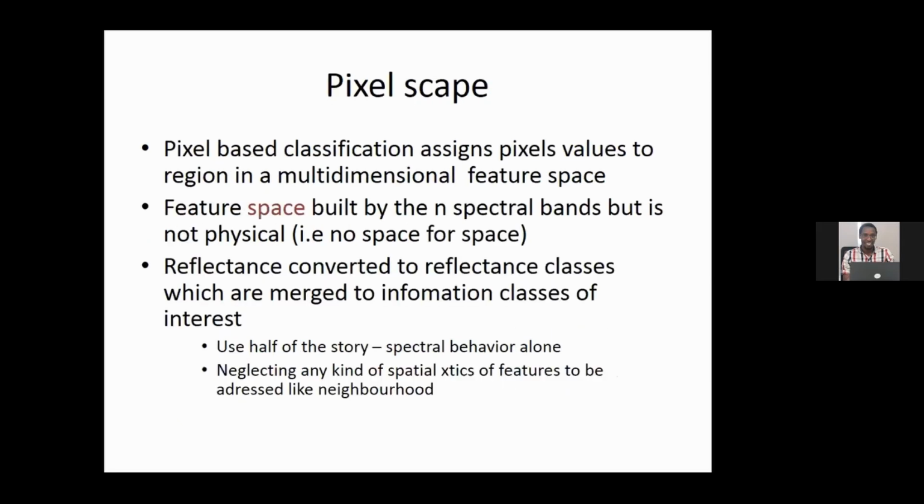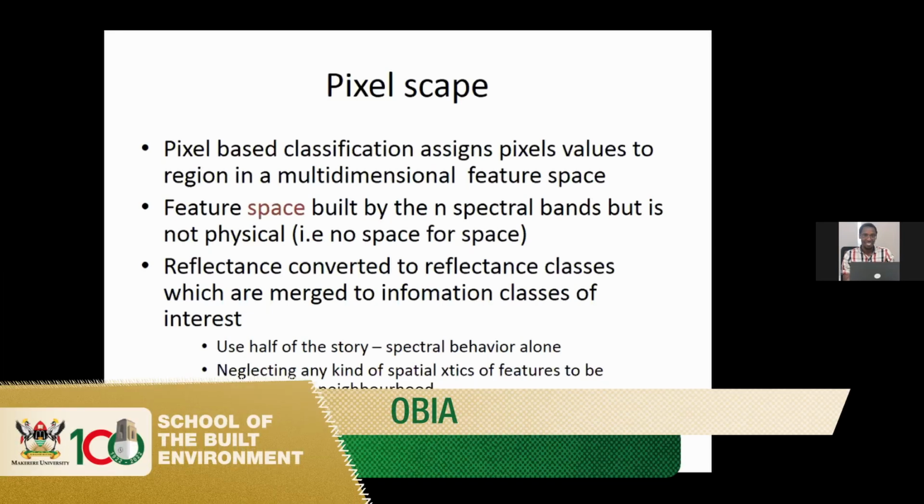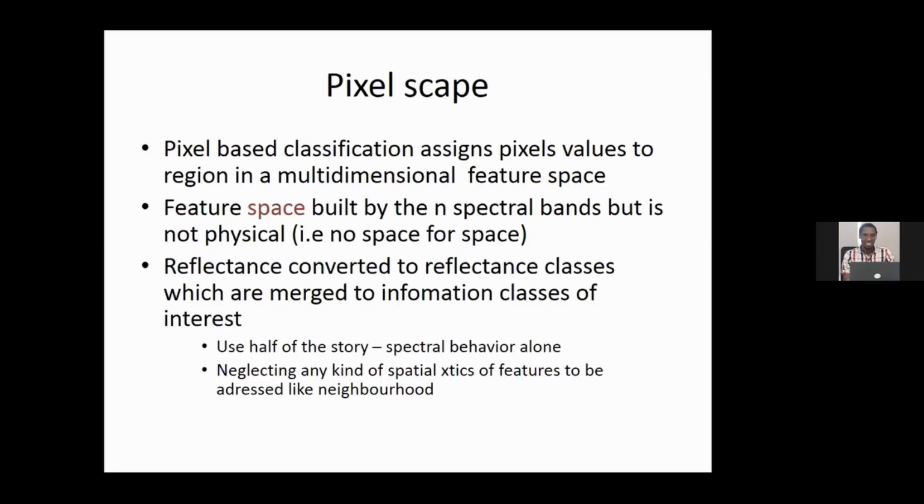So the per pixel classification, it's not that it's bad, it's actually a good method of doing the classification, but for a particular kind of data, it may not be the best. That's why they proposed OBIA. What happens in per pixel classification is that it assigns pixel values to a region in a multi-dimensional space. So you get these pixels, and in that feature space, you can assign them to an information class.